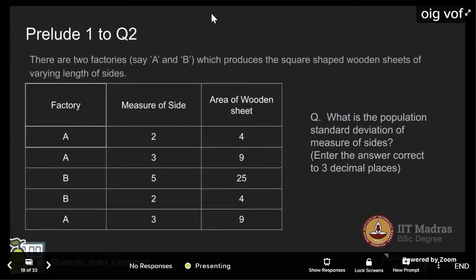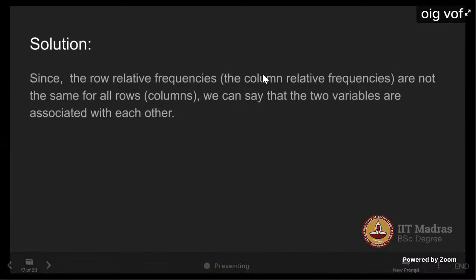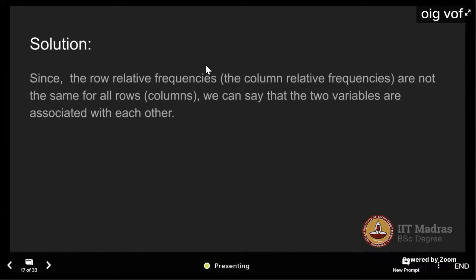Can we go one slide back just for a second, sir? Yes, please. This one? But the answer was otherwise, no? The 2 variables are associated with each other. If they are not similar, then the variables are associated, right?